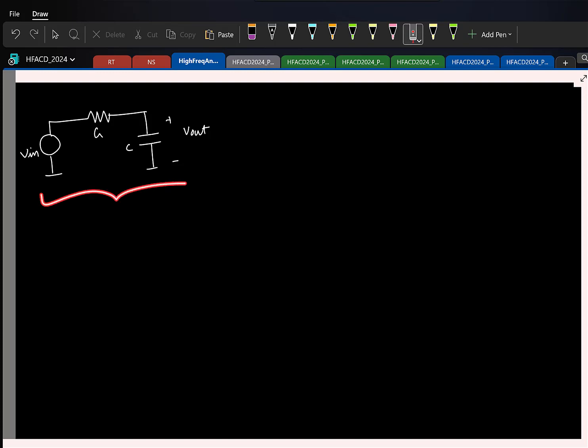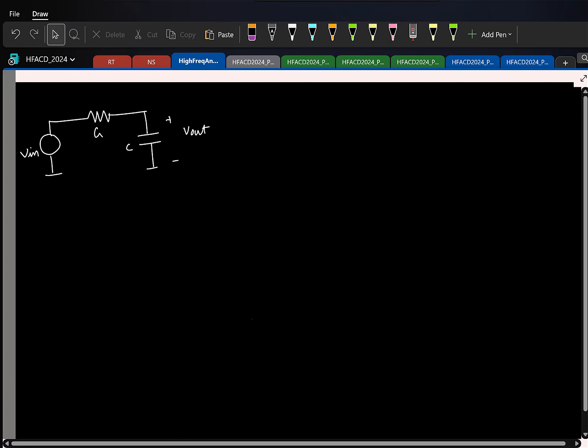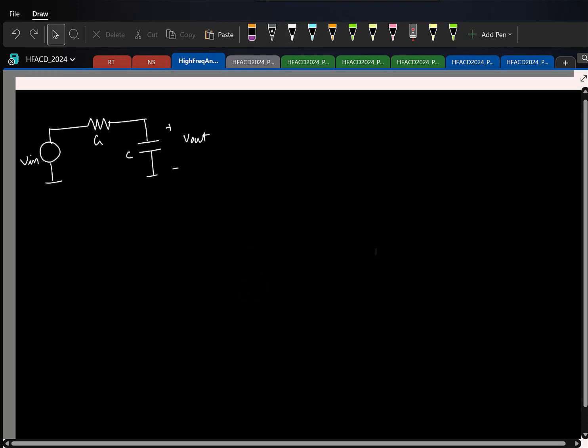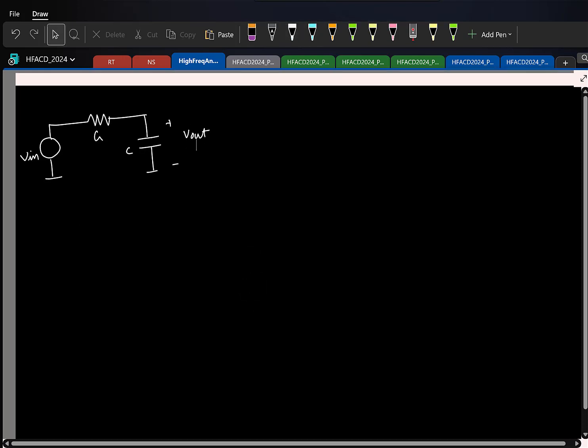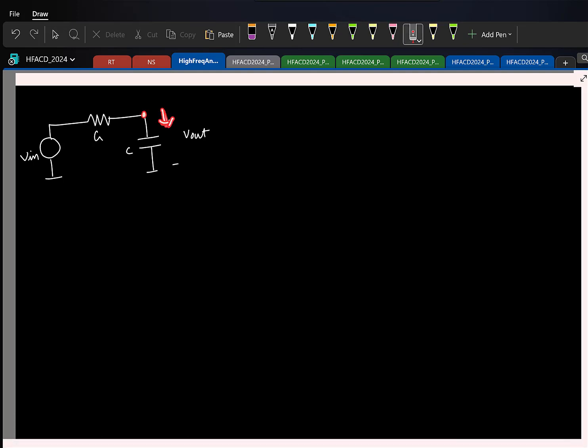Now, how do you find V out in this circuit? It's a linear circuit. How do you calculate V out? Let's say use KCL. That's the only thing you know. If you apply KCL here, the current flowing into the capacitor is what? Let's say in time domain. Voltage is V out, capacitance is C. What is the current? C dV out by dt. So I write it as V out dot for simplicity. So that is the current. What is the current in this direction?